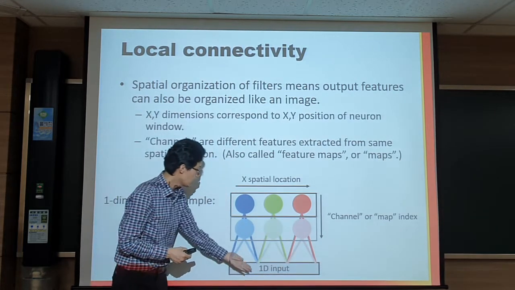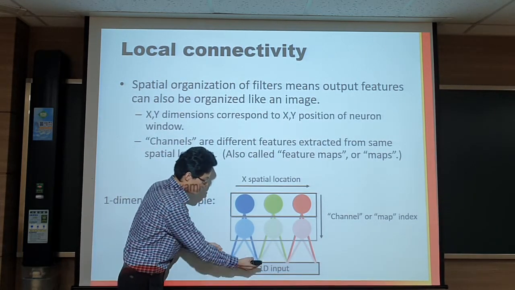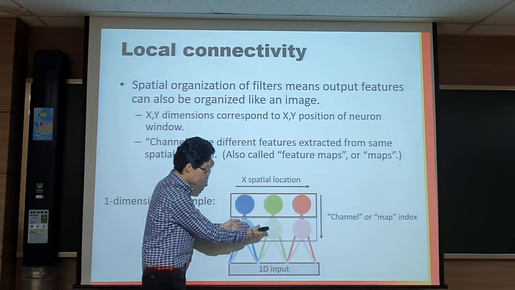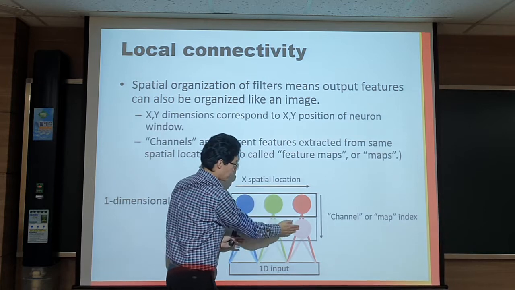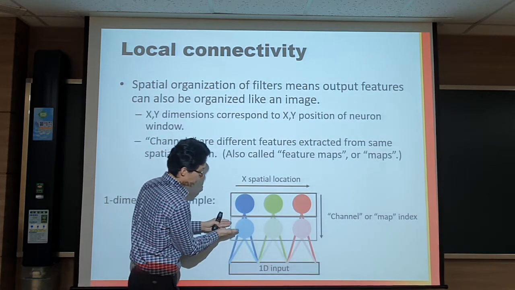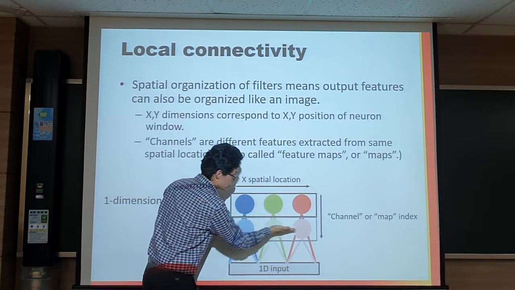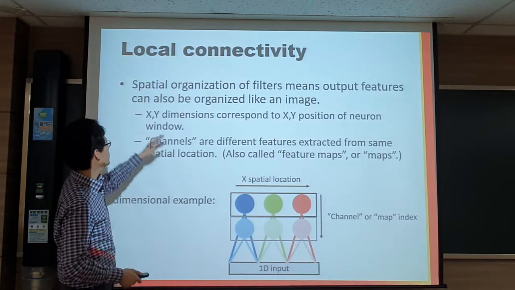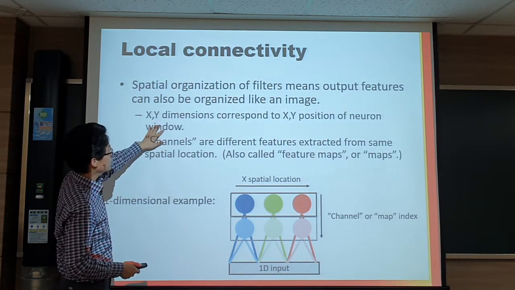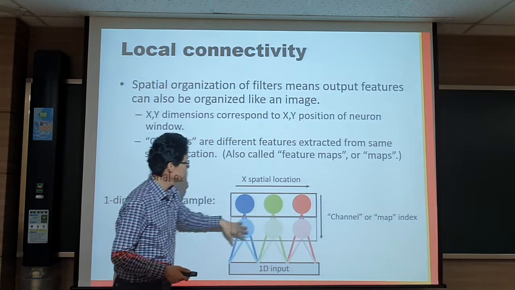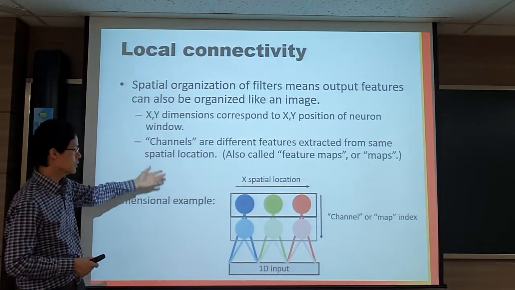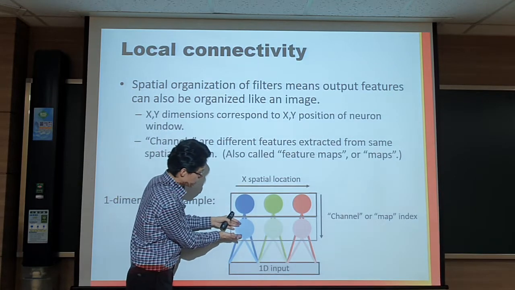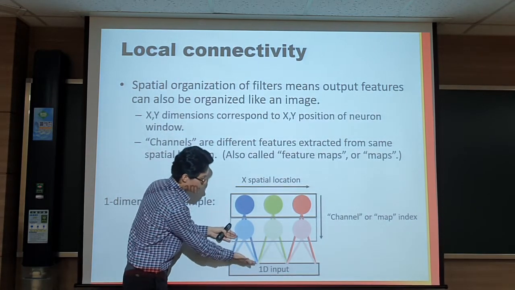Given this one, we apply the filter and we get one activation. Then for the next window, we get another one, right? You can treat that as a 1D structure in this case, right? And here the X and Y dimensions correspond to the X and Y positions of the neurons of these activations. Also, we can think about different channels. So here, for computing one activation, we use one set of weights, right?